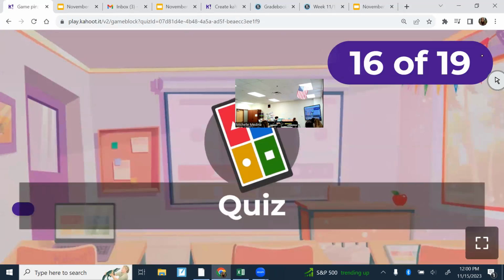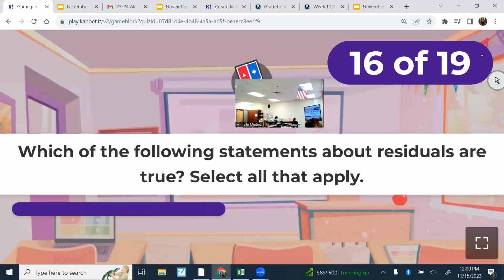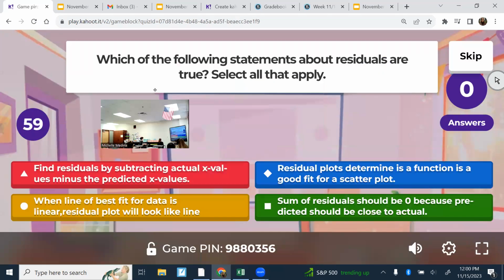So then we have, which of the following statements about residuals are true? Find residuals by subtracting actual x values minus predicted x values. Residual plots determine if the function is a good fit or not. When line of best fit for data is linear, residual plot will look like the line, and sum of residuals should be 0 because predicted should be close to actual. Some of these I phrased differently, but just do your best. So let's pick all that apply.